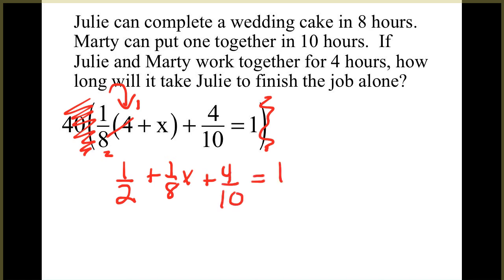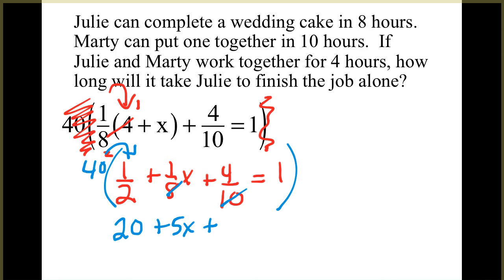And then I have to clear my denominator. I need a number that's going to go into all fours, so I'm going to choose 40. What I get is 20 plus 5x plus 4 times 4 is 16 equals 40. So we get, again, 5x plus 16 equals 40.